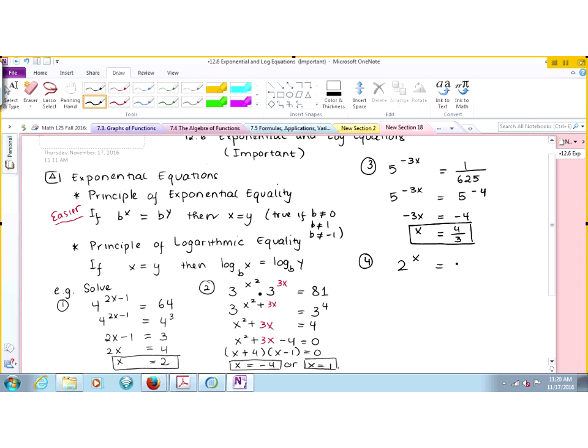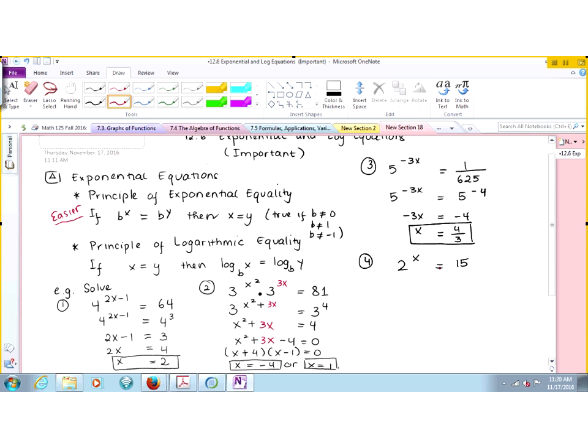What about if I have 2 to the x is equal to 15? Can I write 15 using 2 as a base? No, so this is where you have to use the principle of log equality. Look at this. How am I going to solve for x if it is on top? You have to bring it down. So how do you bring it down?